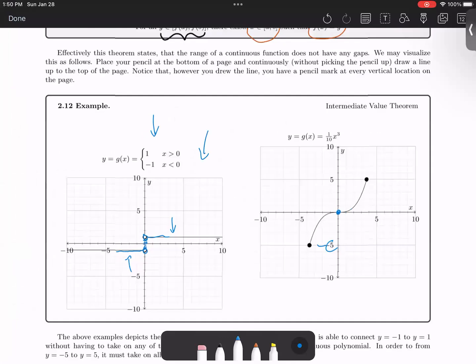So over here, we were allowed to jump from negatives to positives using a discontinuity. Over here, we have a continuous function, so the only way that we could jump from negatives to positives was by passing through 0, by giving ourselves a 0 of our function.